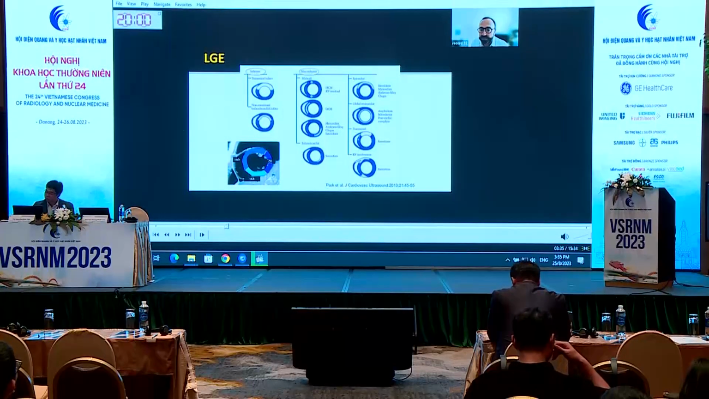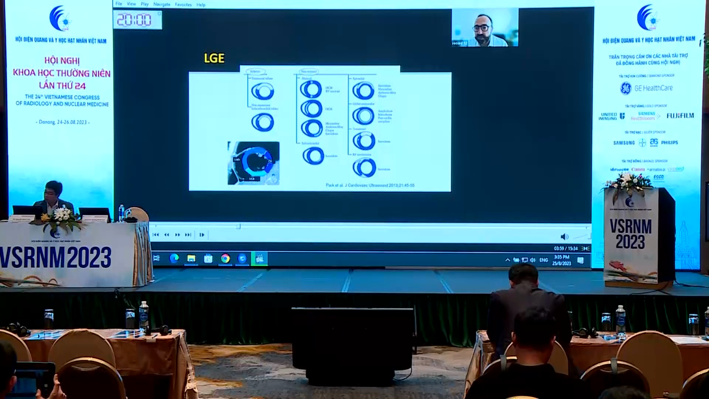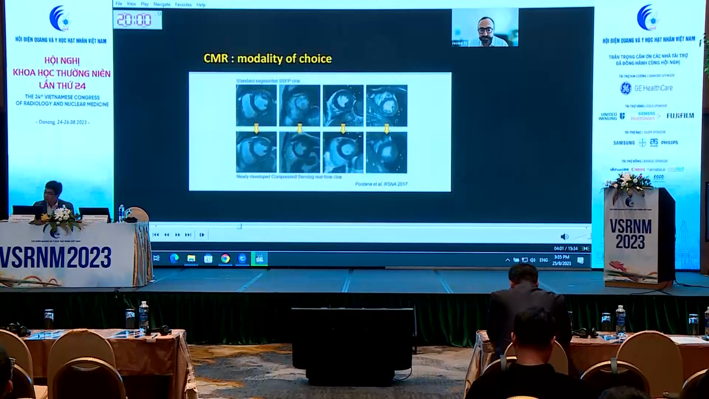As you know, late gadolinium enhancement is historically the main strength of CMR, with all these different patterns: the ischemic patterns, subendocardial or transmural in a coronary territory, or non-ischemic, mainly mid-wall and epicardial, and all the different etiologies associated, as described on these pictures.